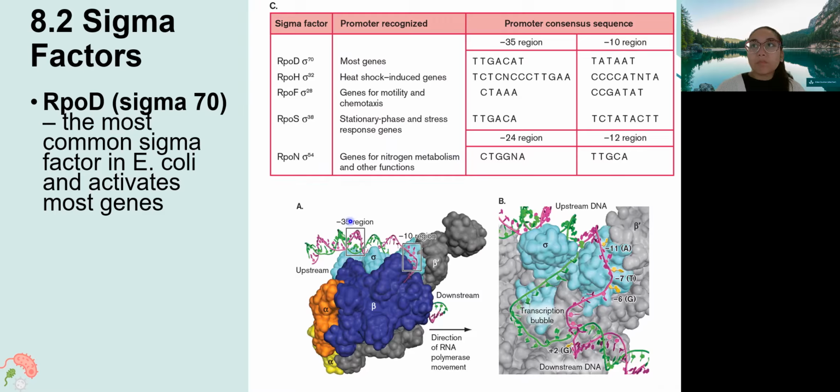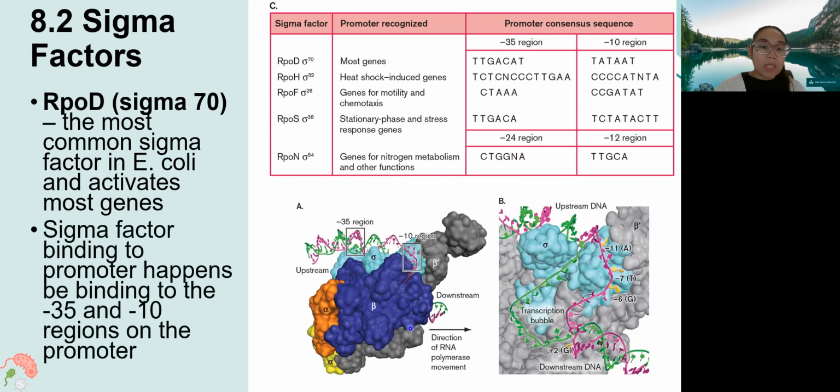Okay, and so how does it bind? So here is the holoenzyme, and you can see the sigma factor is here at the top, and the -35 and -10 region of the DNA binds to this sigma factor, and so that's how they bind, and you can zoom in too. And so that's why it's important that the promoter region is at -35 and -10, because it has to fit perfectly with the sigma factor.